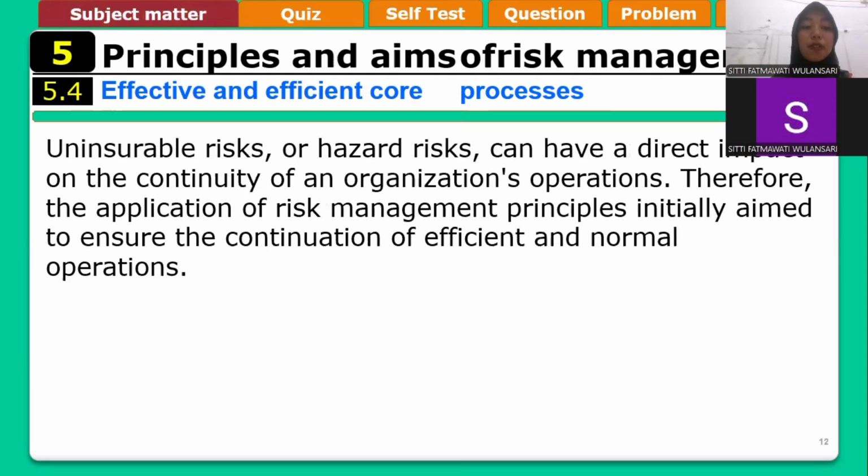All right, for the next slide about 5.5.4, effective and efficient core process, insurable risk or hazard risk can have a direct impact on the continuity of an organization's operation. Therefore, the application of risk management principle initially aimed to ensure the continuation of efficient and normal operation. As risk management evolved, its focus expanded to project management and the execution of programs that improve core business process. These processes must not only be effective in achieving results but also efficient.